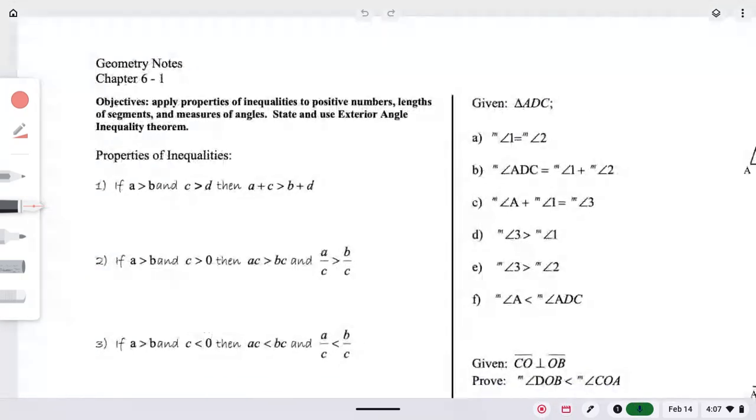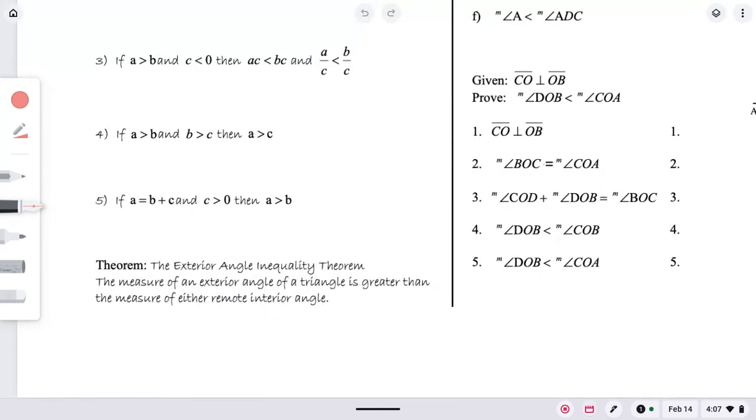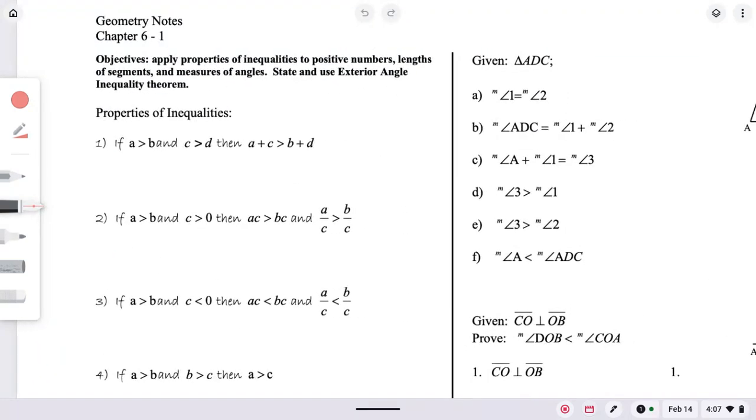This video is for section 1 of chapter 6. We're going to be talking about inequalities and properties of inequalities, and then we're going to add in the exterior angle inequality theorem. You can see all the things that you need to fill in. I don't have to write them in, but you do.